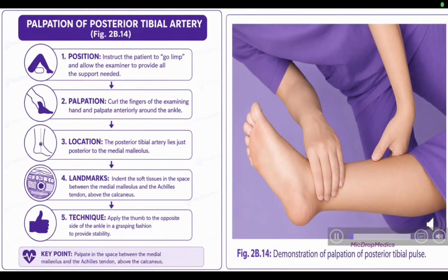Next, we have the posterior tibial pulse examination, which is an important assessment of the peripheral perfusion. First, allow the foot to remain relaxed and adequately supported. Then palpate just posterior to the medial malleolus. Identify the space between the medial malleolus and the Achilles tendon. Use a stable grasp and assess the pulse carefully.